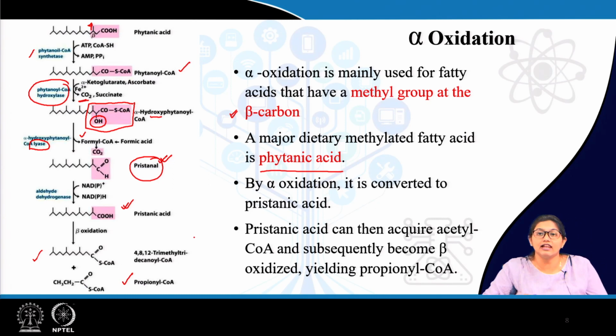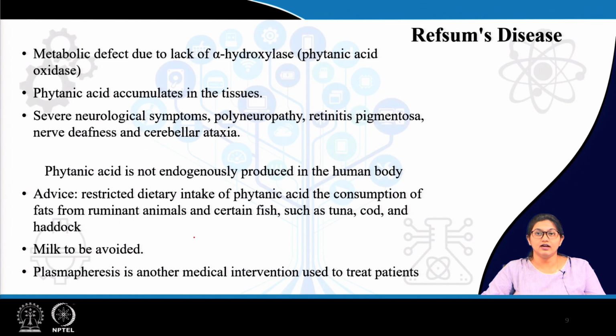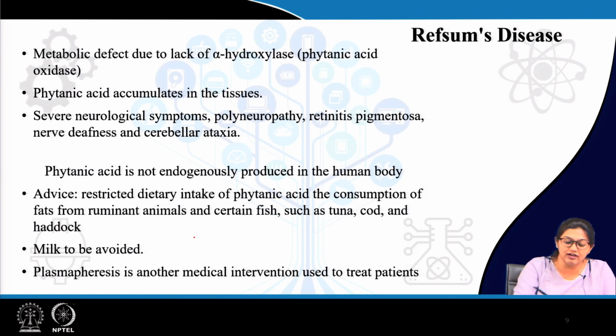So, this is alpha oxidation. Now, there is one defect related to alpha oxidation. One important one is Refsum's disease. Now, Refsum's disease is related to that specific enzyme which is exclusive in alpha oxidation, that is alpha hydroxylase enzyme, that is the phytanic acid oxidase enzyme.